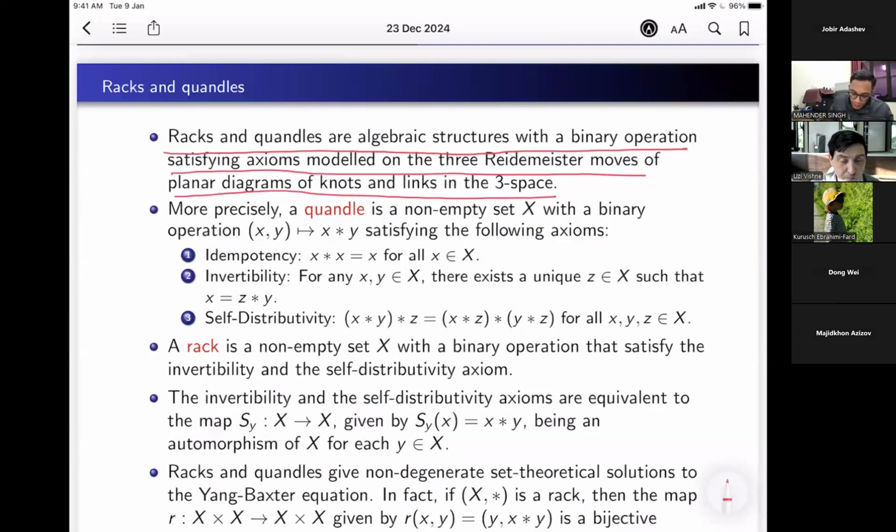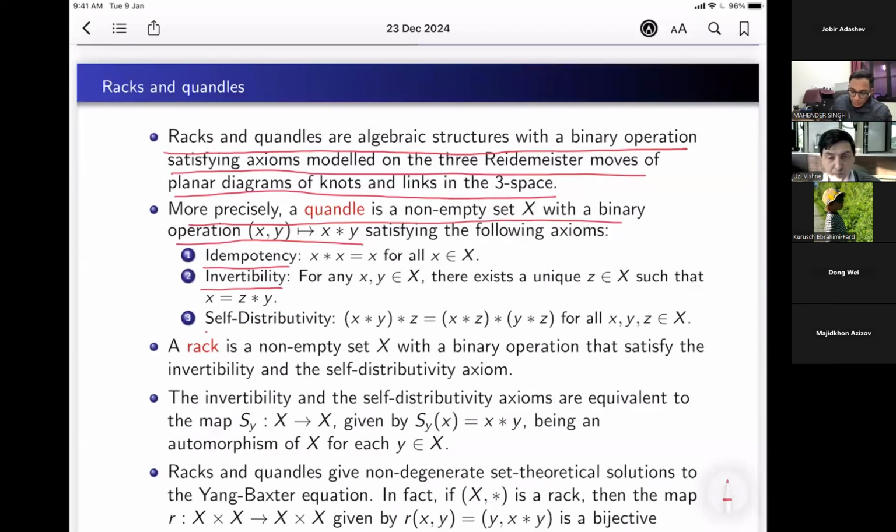A quandle is a non-empty set X with a binary operation, let's denote it by X star Y, and it satisfies three axioms. One is the idempotency axiom, namely X star X is X for all X. And invertibility, so right invertibility. That means right multiplication by any element is a bijection of the underlying set.